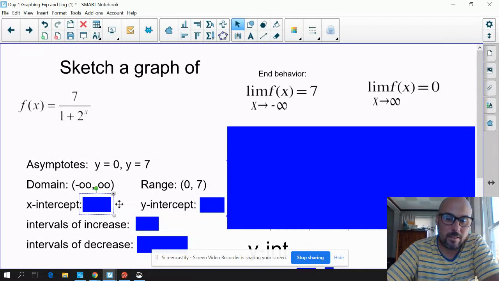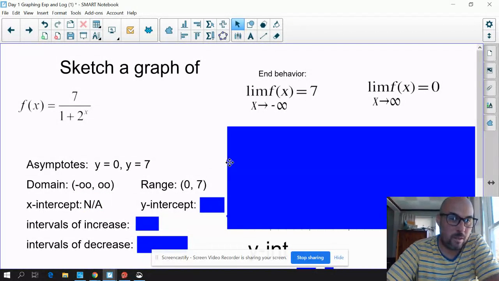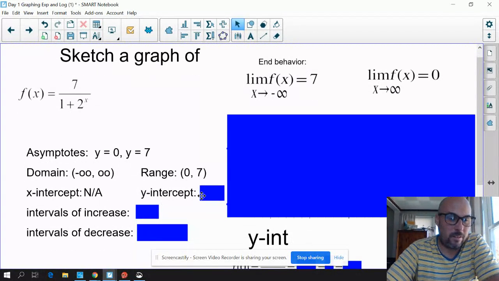This one does not have an x-intercept. None of them do, unless I transform this down. If I put a -2 right here, it would shift it down 2. Then it would have an x-intercept. Otherwise, it doesn't.